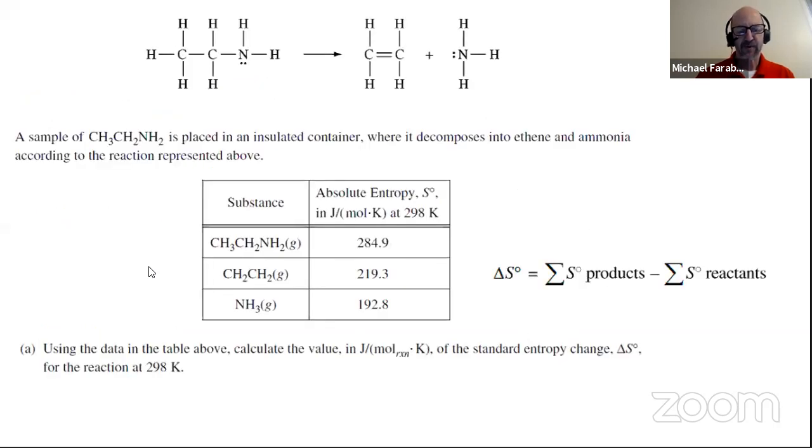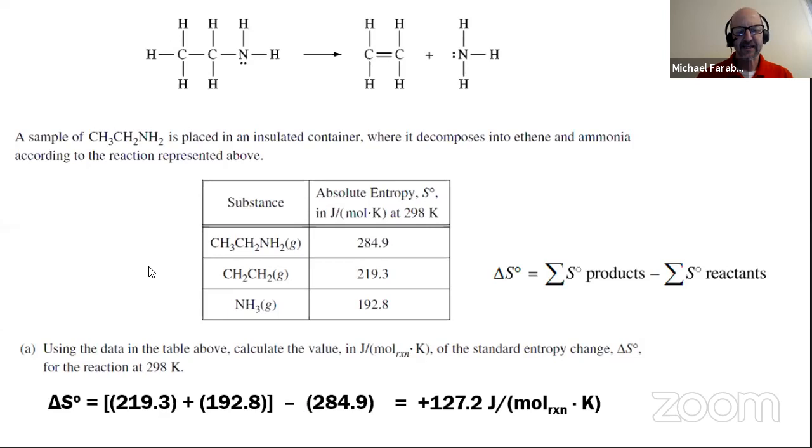And when I plug in the numbers for products minus reactants, I get positive 127.2, and the units are joules per mole Kelvin, or joules per mole of reaction Kelvin. Just interesting to note that it's a positive delta S. This makes sense because we go from 1 mole of gas to 2 moles of gas. So it kind of makes sense that the entropy change would be positive as we have more arrangements, more degrees of freedom in 2 moles of gas than 1 mole of gas. All right, so that is the answer to part A.